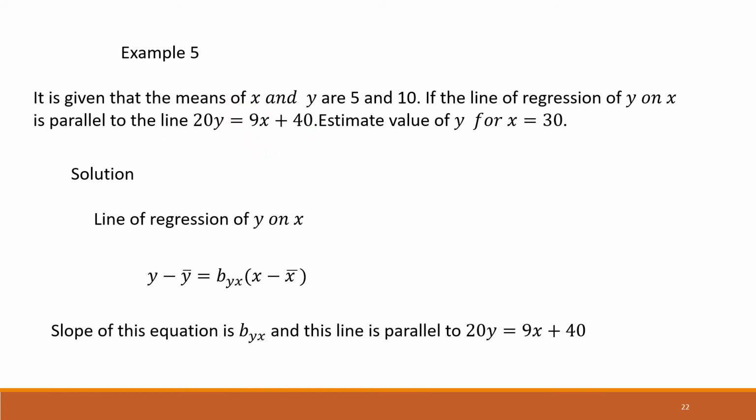So calculate the coefficient of x in this equation also. We can write y is equal to 9 by 20 x plus 40 by 20. So the coefficient of x, as in y is equal to mx plus c, is the slope. So 9 by 20 is the slope. byx is also the slope. So we can equate byx to be equal to 9 by 20.